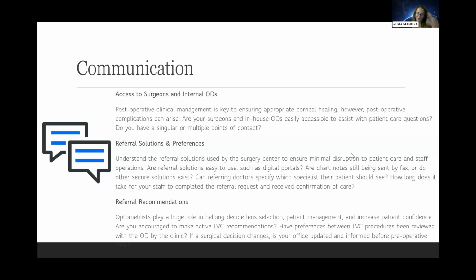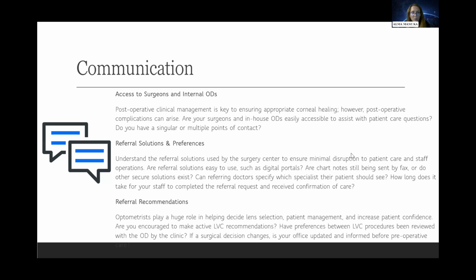Communication. Communication is also one of these with very different aspects. However, communication is the element that will make the work easier no matter where you are. So you have to get access to the doctor and to the internal staff, in case you are not working in the clinics but just referring or co-managing patients. Just be clear on how you're going to communicate with each other.